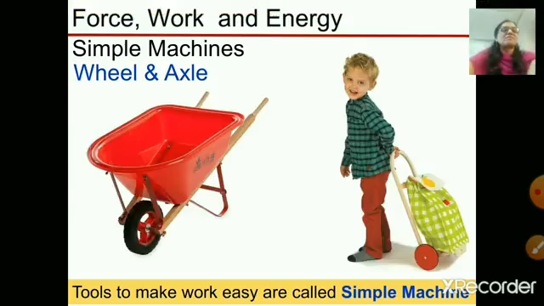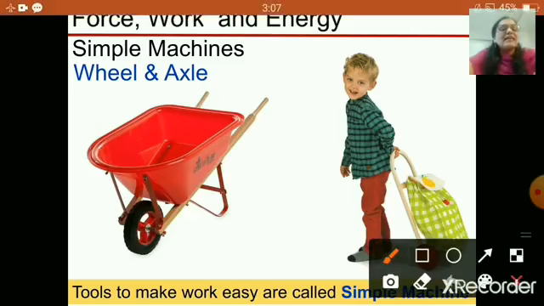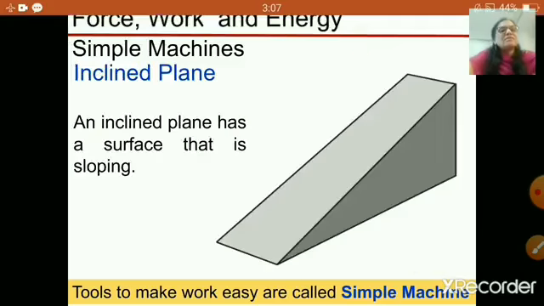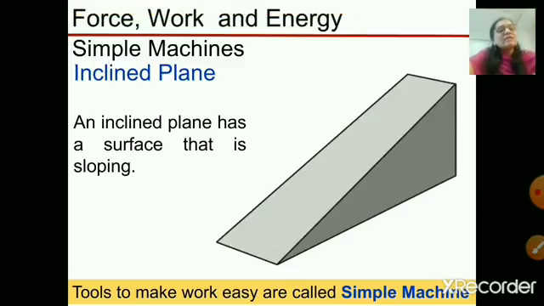See here, to move this is a wheelbarrow. This also you have seen, and here a child is easily moving a bag with the help of wheel and axle. See here, right? So this is how wheel and axle comes to use in simple machines to make the work easy.